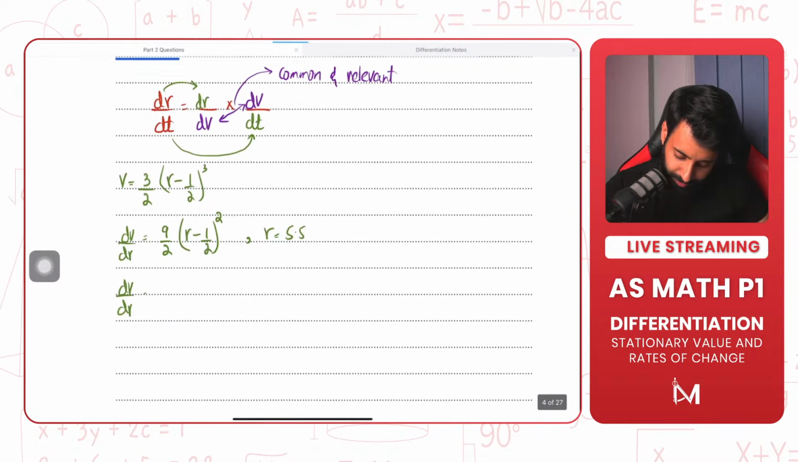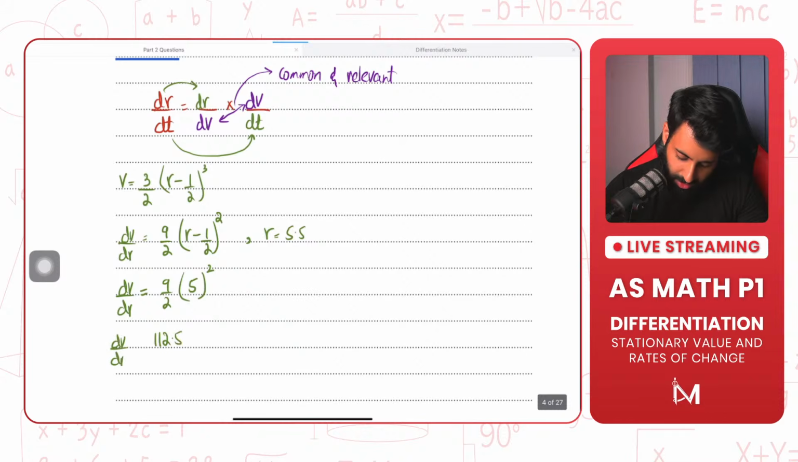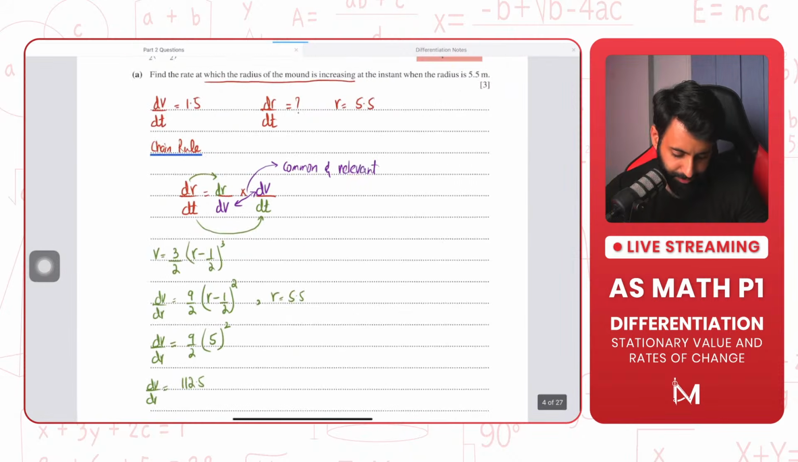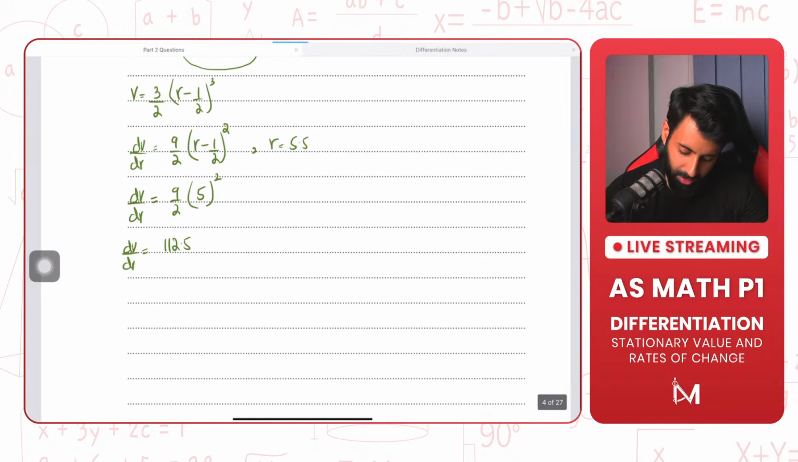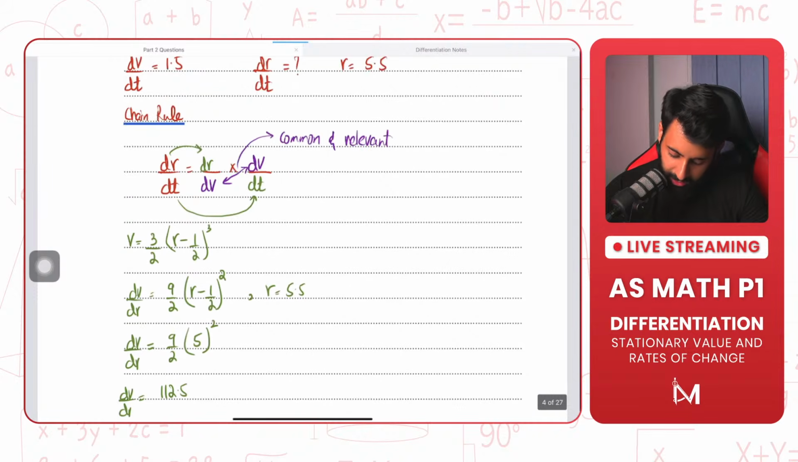Yeah. So 9 upon 2. Now if you plug in 5.5 in place of r, so 5.5 minus 0.5 is going to be just 5. Don't forget to square it. So 9 divided by 2 into 25, so that's equal to 112.5. So dv upon dr is equal to 112.5. Now, if dv upon dr is equal to 112.5, now we have 1 upon 112.5, that is dr upon dv.